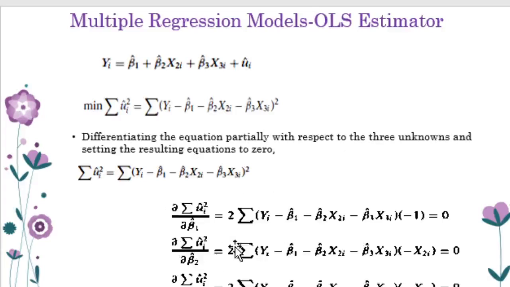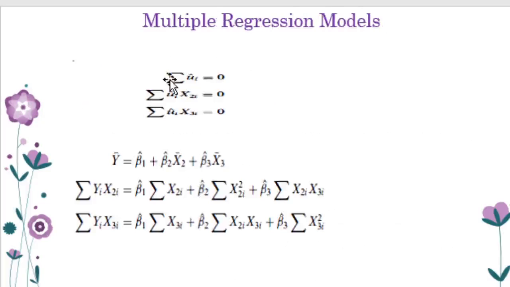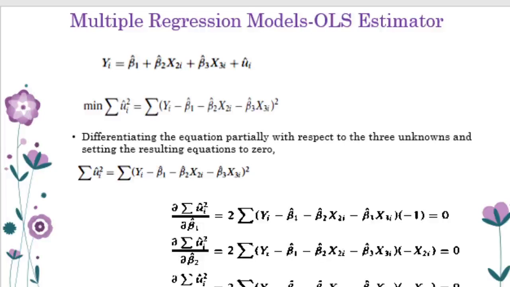From this we can derive three normal equations. Equate these to 0, then apply the following rules, that is sigma ui cap equal to 0, sigma ui cap x2i equal to 0, sigma ui cap x3i equal to 0, etc. From this we can derive three normal equations by applying the rules sigma ui equal to 0, sigma ui x2i equal to 0, sigma ui cap x3i equal to 0, etc.